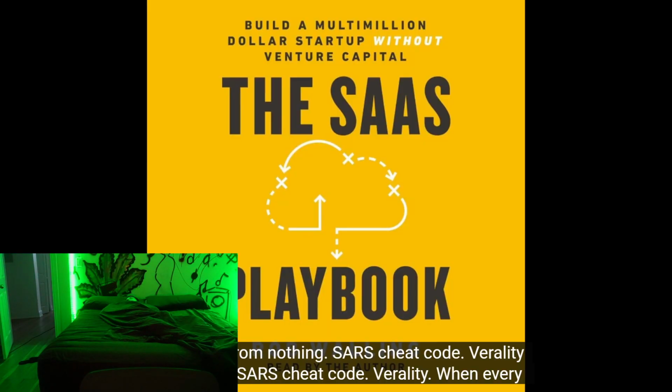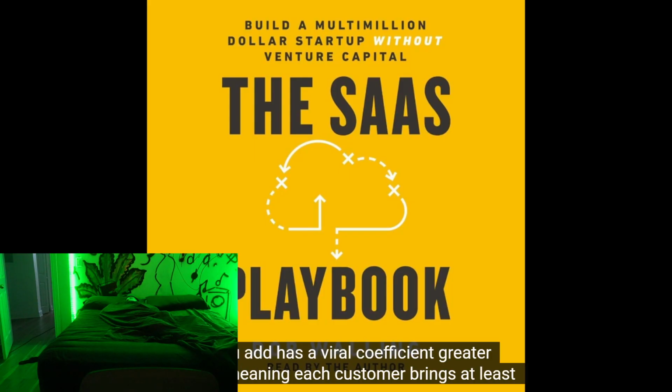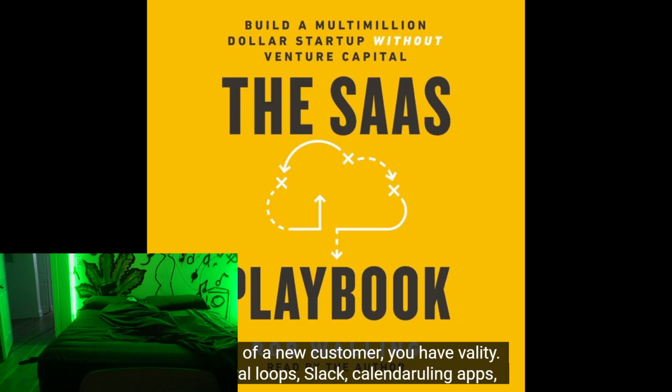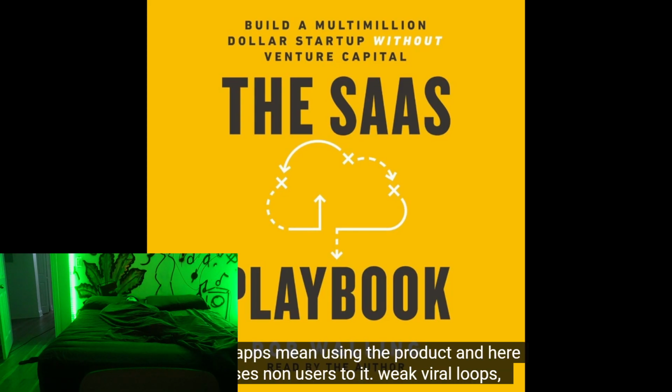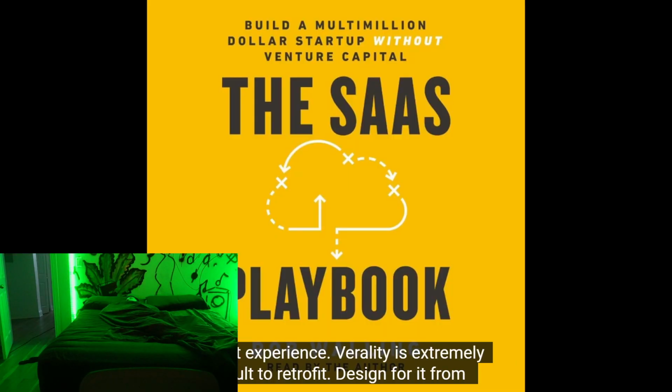SaaS cheat code: virality. When every user you add has a viral coefficient greater than 0, meaning each customer brings at least a fraction of a new customer, you have virality. Strong viral loops, like Slack, calendar scheduling apps, and signature apps, mean using the product inherently exposes non-users to it. Weak viral loops, like watermarks, powered-by badges or free plans, expose your brand without creating a direct product experience.